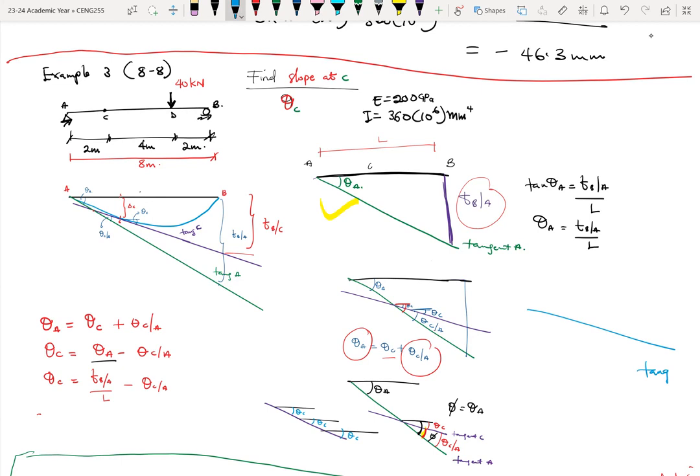proper way to say it, the tangent passing through point C. So if somewhere on the tangent line is C, when you draw a horizontal line passing through that point C, the angle the horizontal line subtends with the tangent passing through C is called theta C. Again, the theorems for the moment area methods are not theorems to find theta C. You need to find angles between points. That's what the theorem states, at least the first theorem, and the same also with the second theorem.